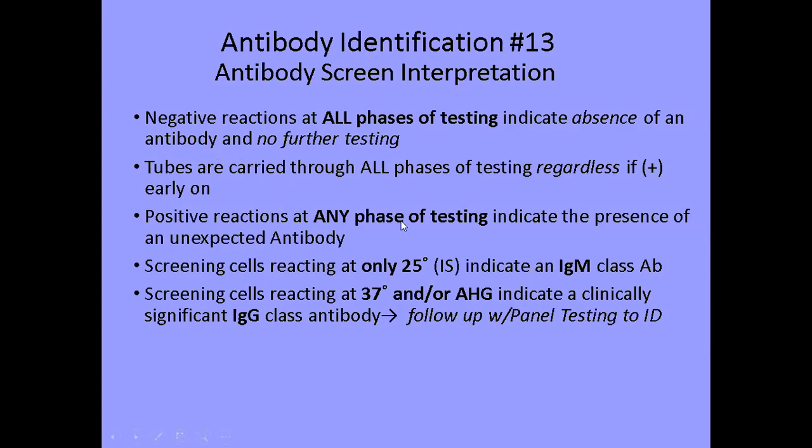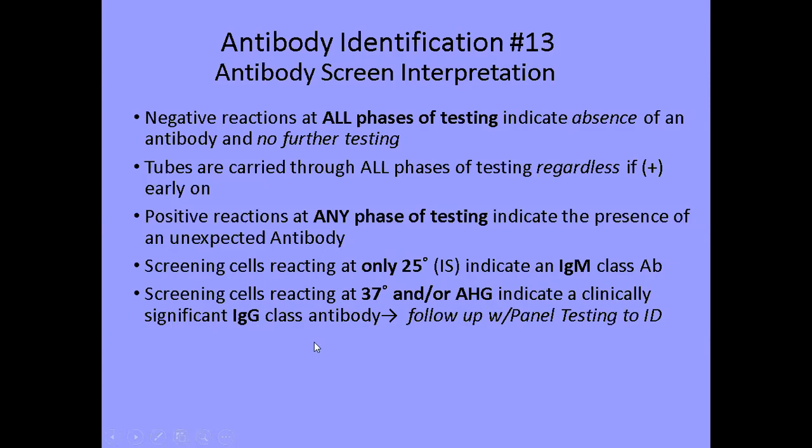A positive reaction at any phase of testing indicates that this person has at least one unexpected antibody, and so that's why we do not stop. Why is that? If we have screening cells that react only at room temperature, immediate spin, this indicates an IgM class antibody. It's most likely not going to impact transfusion, but if I got a positive at immediate spin, I don't want to stop. I want to keep going because I need to see if they have something clinically significant, an IgG reacting at 37 and/or AHG. That's why we always carry the tubes through all three phases of testing.